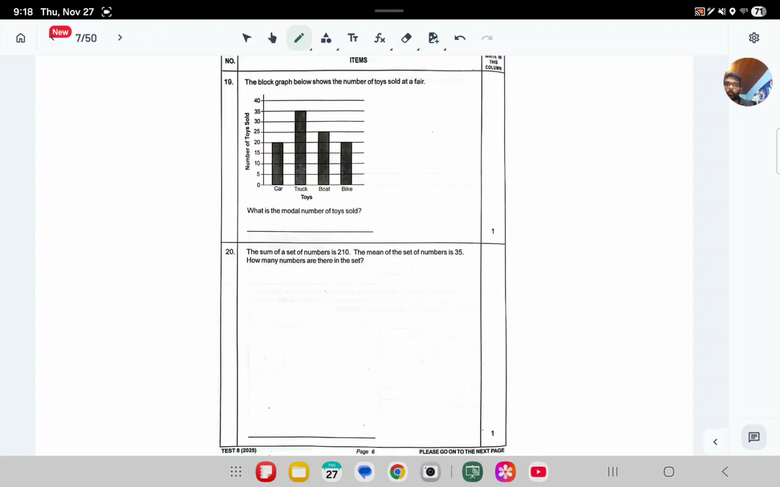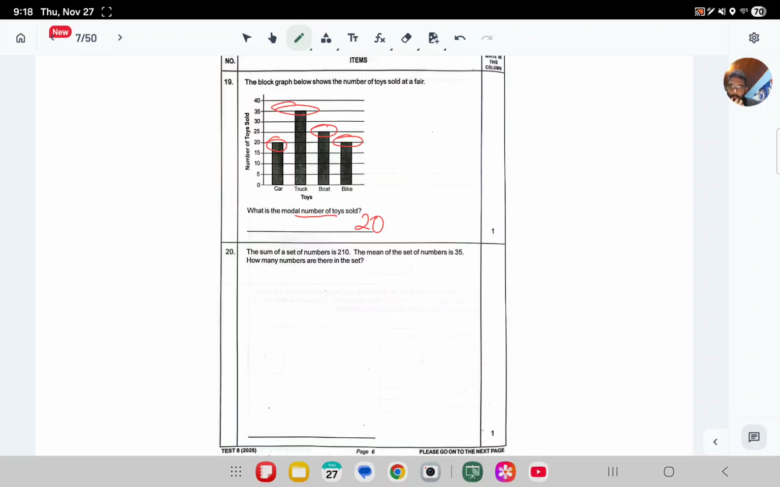Number 19, the block graph below shows the number of toys sold at a fair. So we have number of toys sold, we have the different toys. They said, what is the modal number of toys sold? What is the most common number of toys sold? Not what is the modal toy sold, but what is the modal number of toys sold? The most common number of toys sold. So you know, here's 20, here's 35, here's 25, here's 20. So the most common number of toys sold was 20.